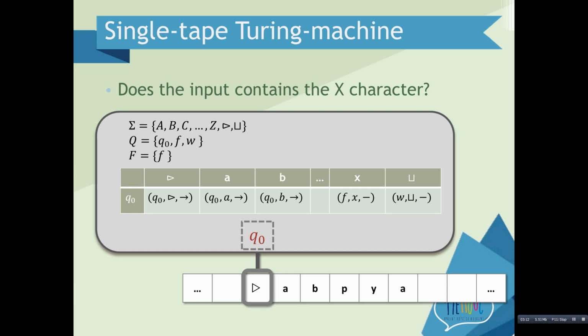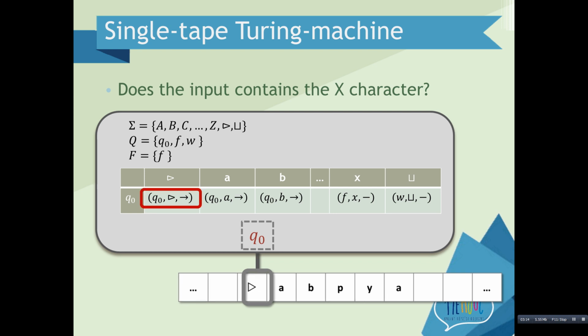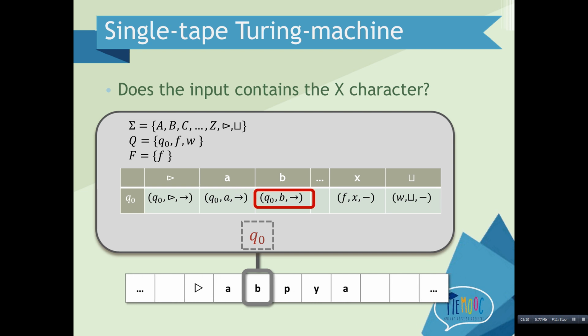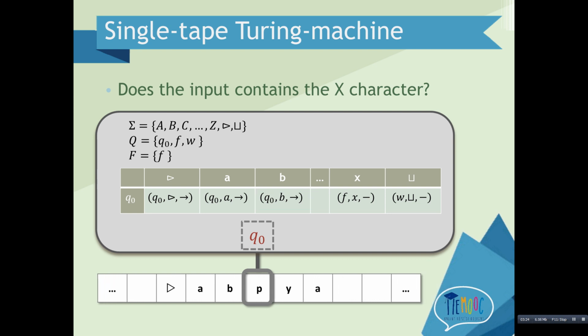The first character is A, so we can continue. The next one is B, move to the right. We can do the same with C, B, and with the A character again, until we find the blank character. This means that the input does not contain the X character.